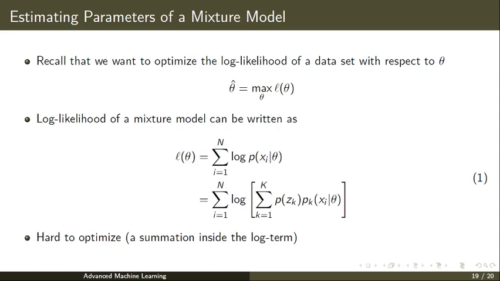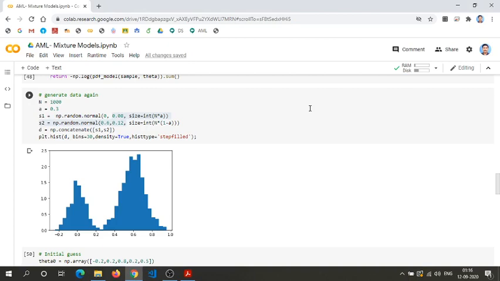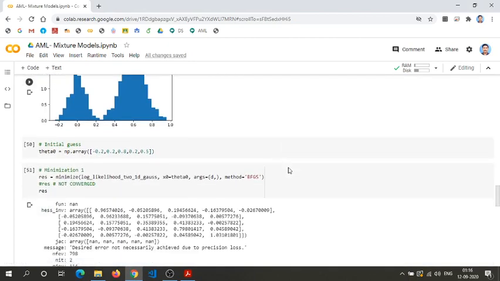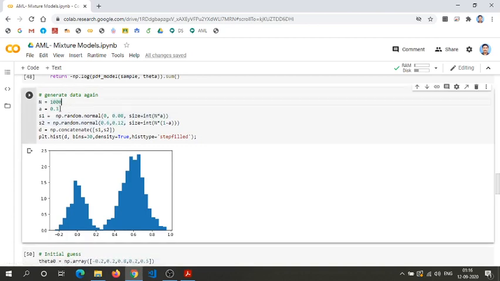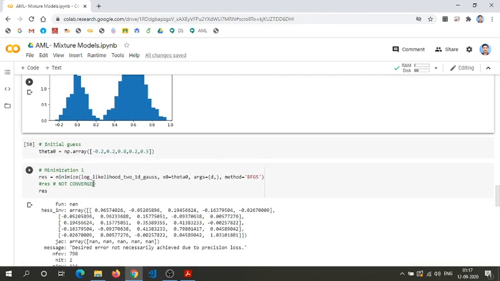Mathematically, estimating the parameters of a mixture model. Before getting into this, let's try it by using some of the direct optimization methods. Let's say we have this data. We have 1,000 data points. A is equal to this, mu1 is 0, mu2 is 0.08, sigma 1 is this, and mu2 is 0.6, sigma 2 is this. We have created this much data.